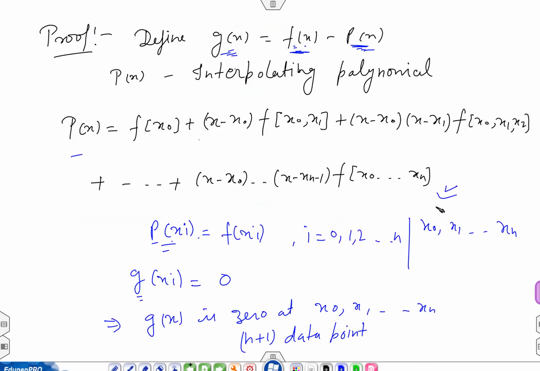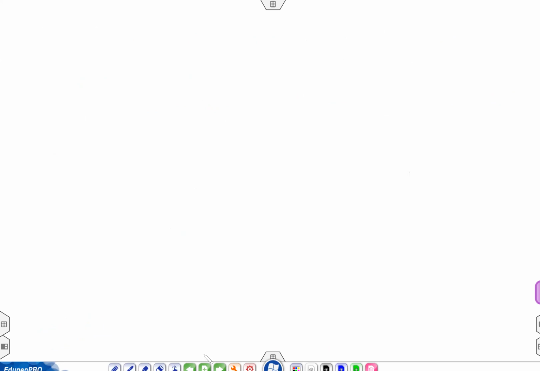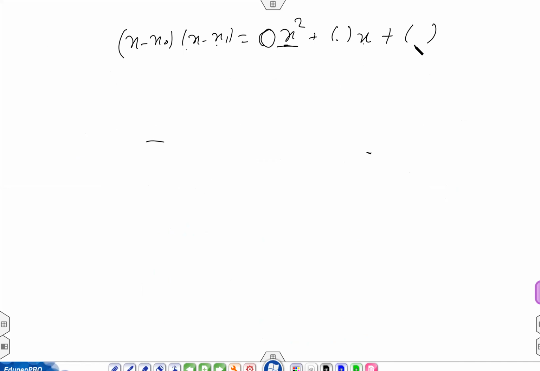And you know what p of x is. Let's go back and check. p of x is a polynomial of degree n. If you differentiate this polynomial n times, what are you getting? Let us write x minus x0, x minus x1. If we write x minus x0, x minus x1, what are we getting? x square plus some value x plus some value. If we multiply two degree-one polynomials, we get x square with some coefficient, x with some coefficient, and a constant term. If we write three terms, x minus x0, x minus x1, x minus x2, three terms here and 2 here.